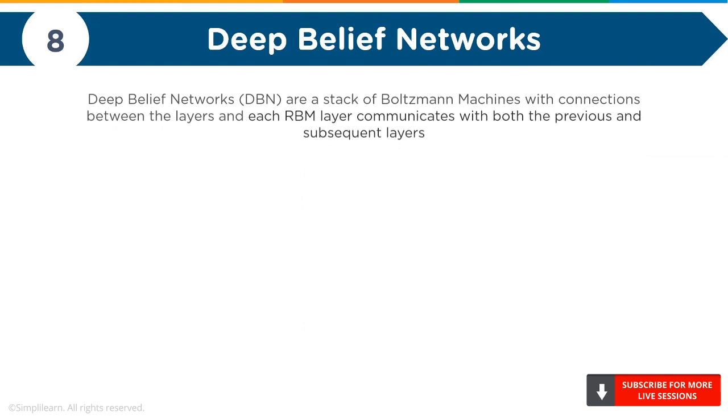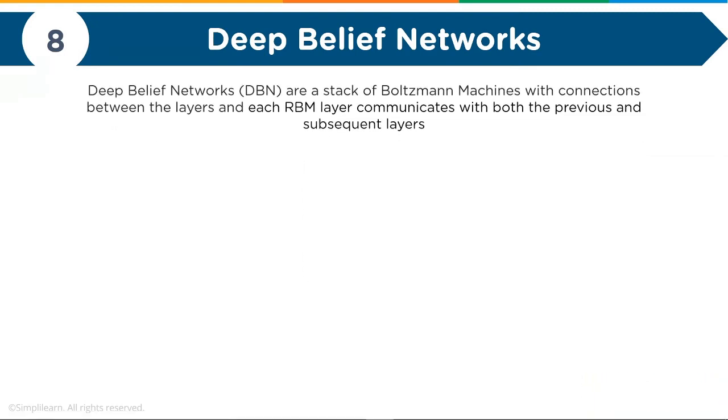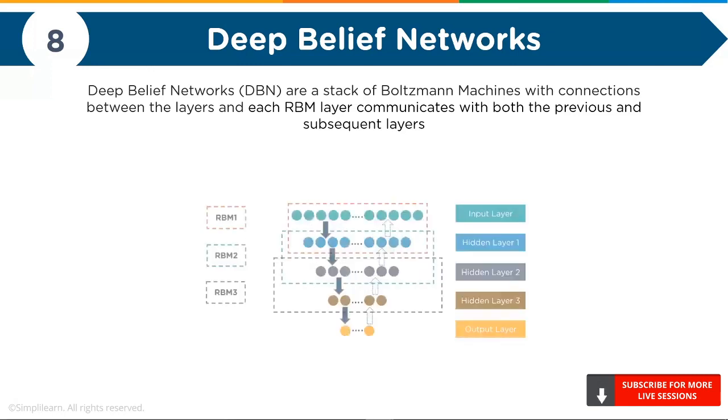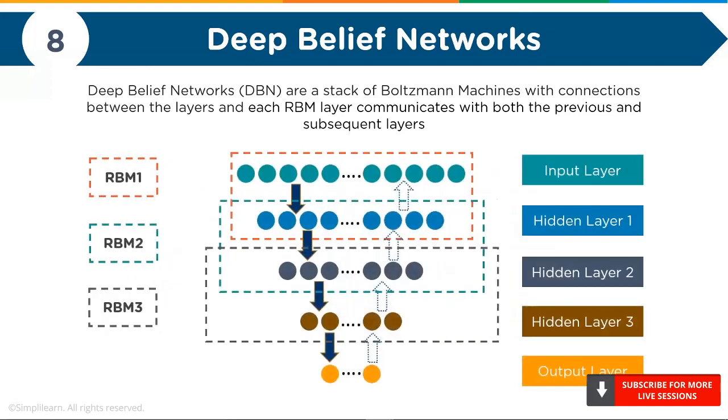Moving on to the next neural network model. At number 8, we have deep belief networks. Deep belief networks are generative models that consist of multiple layers of stochastic latent variables. The latent variables have binary values and are often called hidden units. Deep belief networks are a stack of Boltzmann machines with connections between the layers, and each RBM layer communicates with both the previous and the subsequent layers.